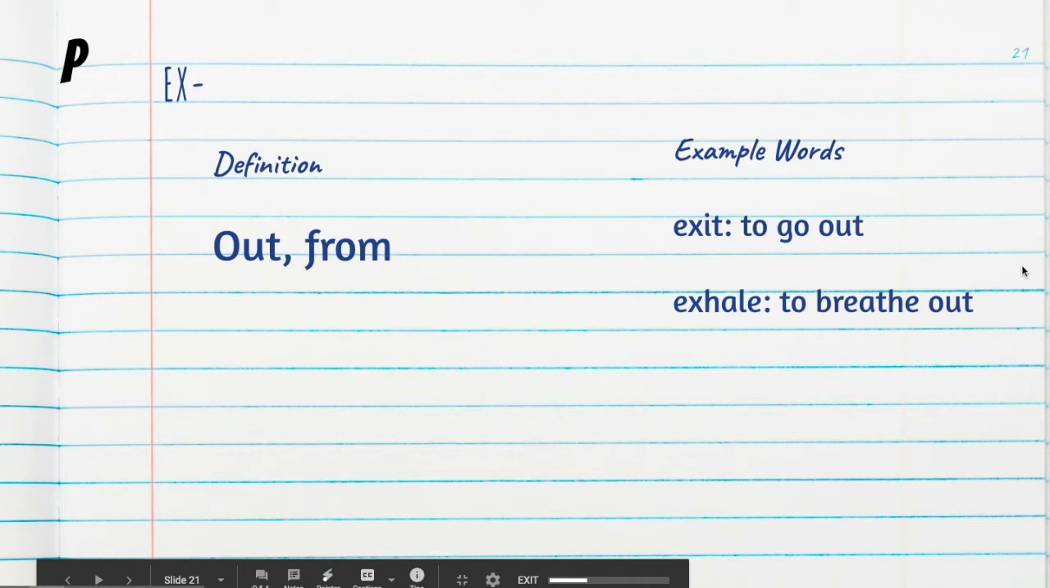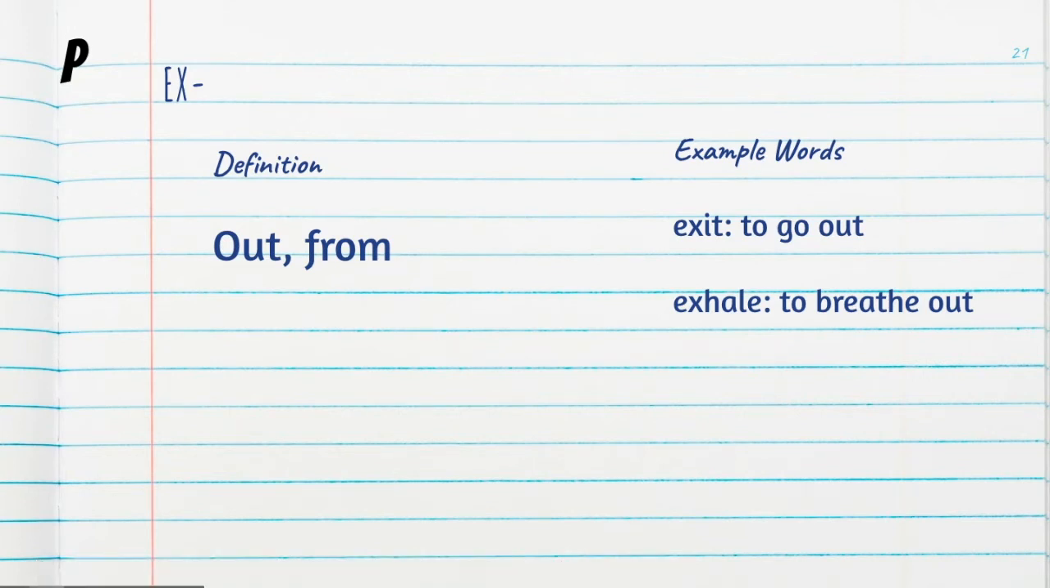So our first one is ex. This is a prefix that means out or from. So for example, exit, right? If you exit somewhere, you are going out. Exhale is to breathe out. Exhume is a word that you typically talk about in terms of a grave. If you exhume a grave, you're taking it back out of the ground. So ex means out or from.